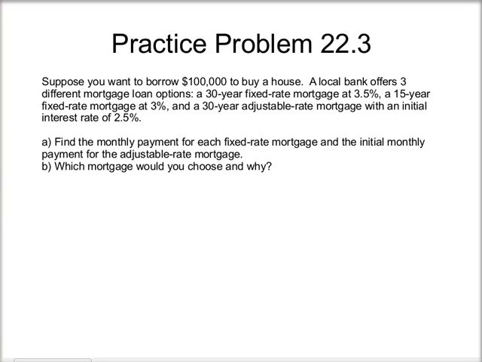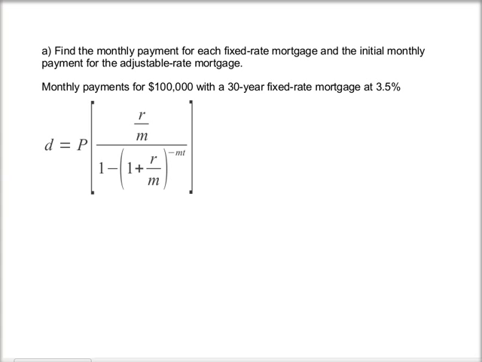For part A of this problem, we want to find the monthly payment for each fixed-rate mortgage and the initial monthly payment for the adjustable-rate mortgage. So I'm going to move over to another slide here so I have some more room to work. So first I want to find the monthly payments for $100,000 with a 30-year fixed-rate mortgage at 3.5%.